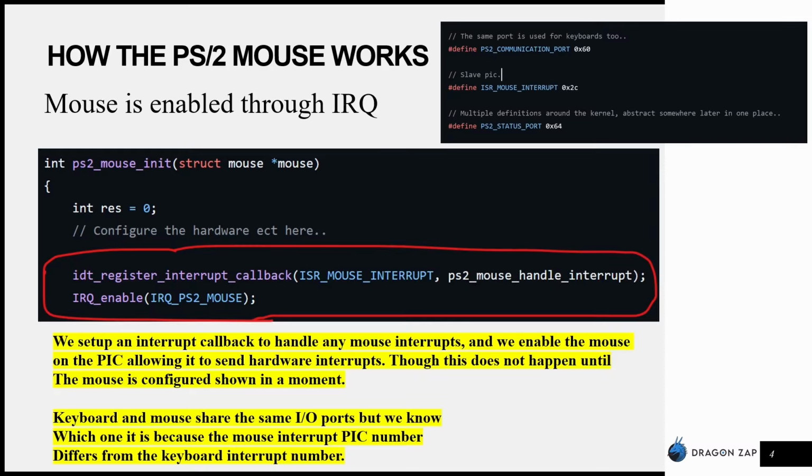Let me show you how it works in our system. First we register our mouse interrupt, and that will be the PS2 mouse handle interrupt function that will be called. But we also enable the IRQ for the PS2 mouse on the PIC. That's important. And in the top right-hand corner, you can also see the actual port numbers and the mouse interrupt numbers relative to the slave PIC and so on.